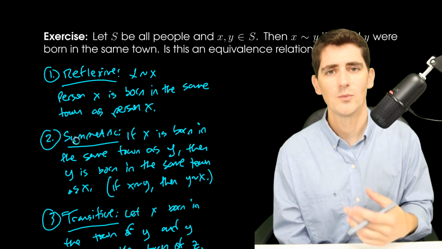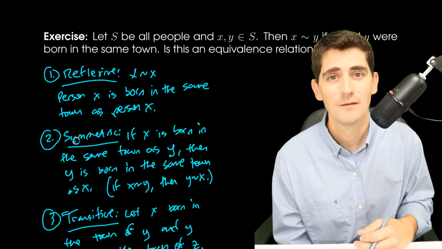Wouldn't that be just all the people born in whatever town person X was born in?